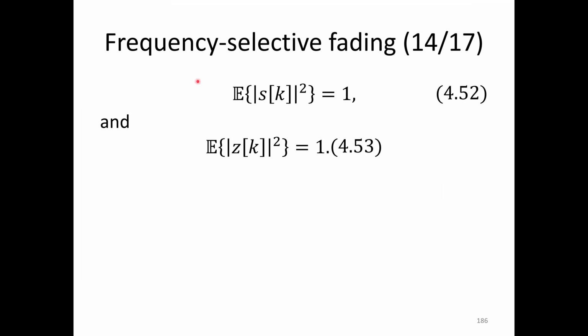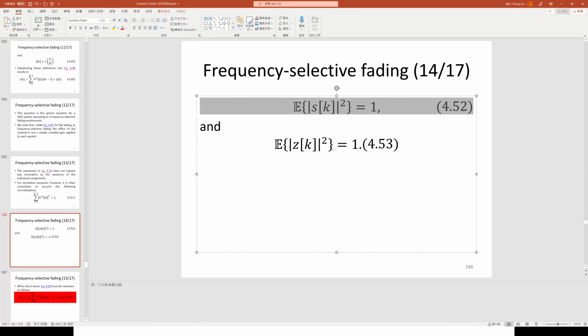So the communications meaning of the equation is that the average power of the transmitted signal is equal to 1. And the expectation of the square of the absolute value of Z of k is equal to 1.